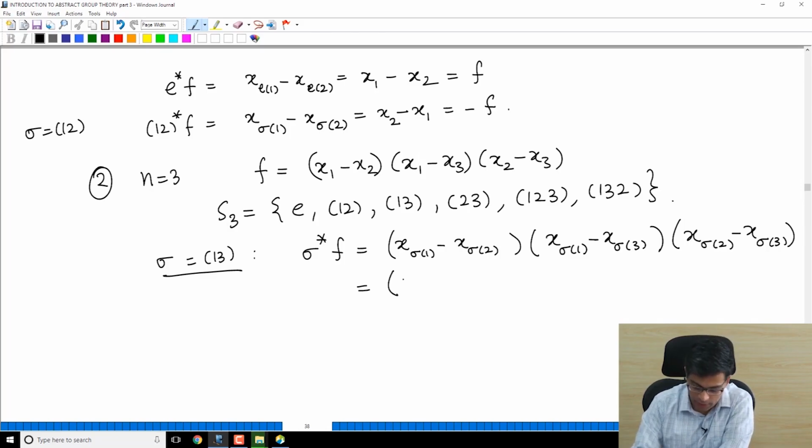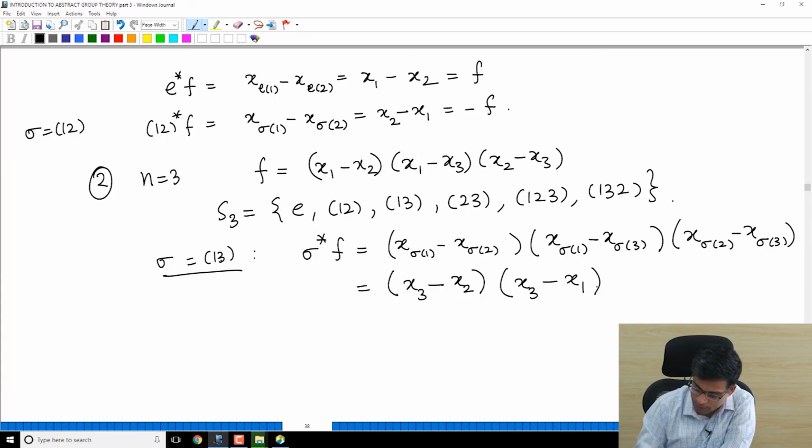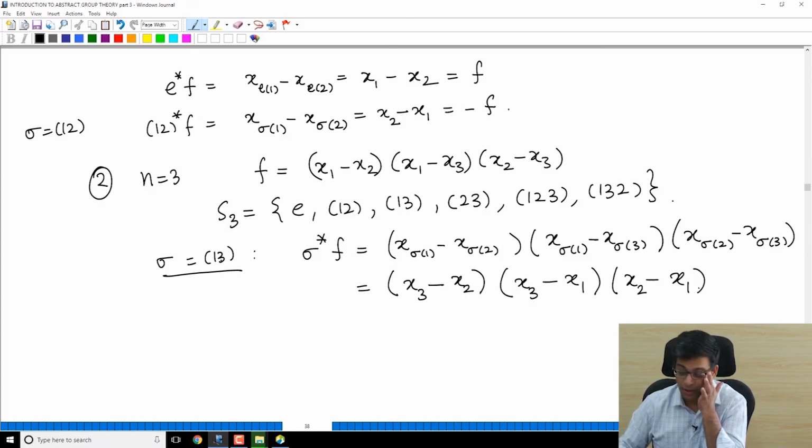X sigma 1, remember, sigma of 1 is 3. So this is x3. Sigma 2, what does sigma do to 2? Nothing. So 2 is fixed by sigma. So it's x3 minus x2. Sigma 1 is 3, so this is x3 minus, sigma 3 is 1, so this is x1. Sigma 2 is 2, so this is x2 minus, sigma 3 is 1, so this is x1. So sigma star f is (x3 minus x2), (x3 minus x1), (x2 minus x1).